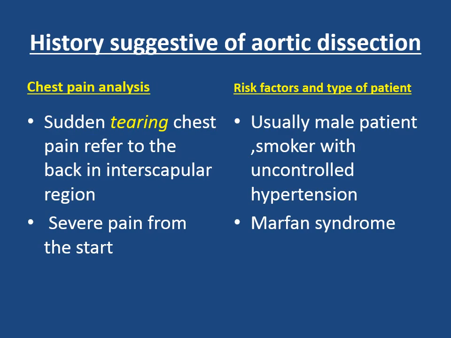What is the history suggestive of aortic dissection? As regards chest pain analysis, we will have a history of sudden tearing chest pain referring to the back in the interscapular region, and it is severe pain from the start. And as regards the type of patient, usually a male patient, smoker with uncontrolled hypertension, or patients with Marfan syndrome.